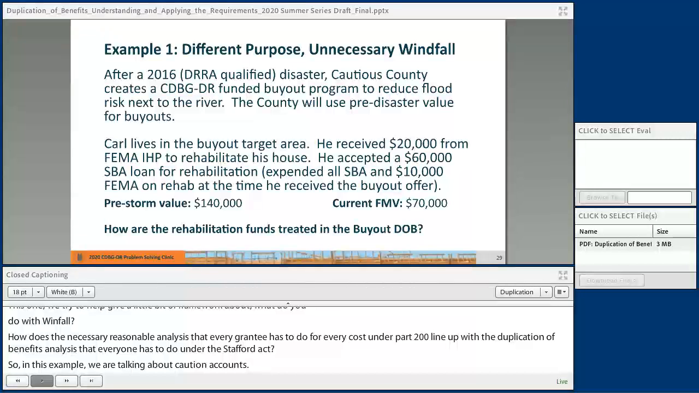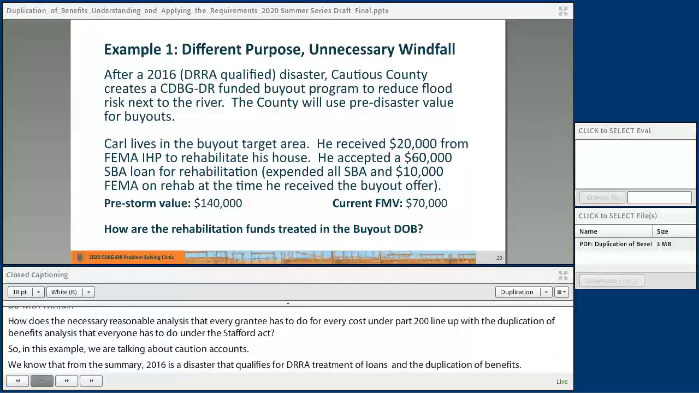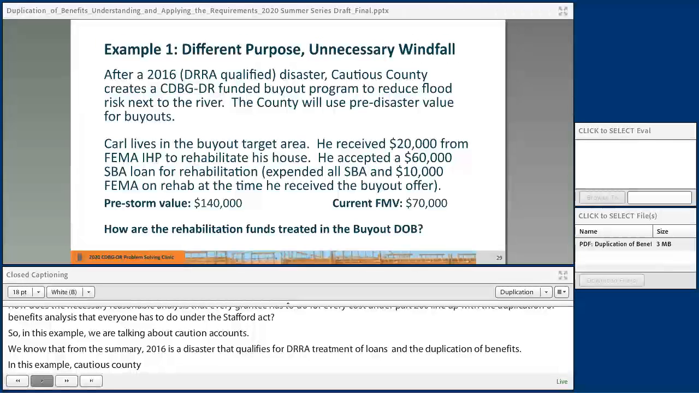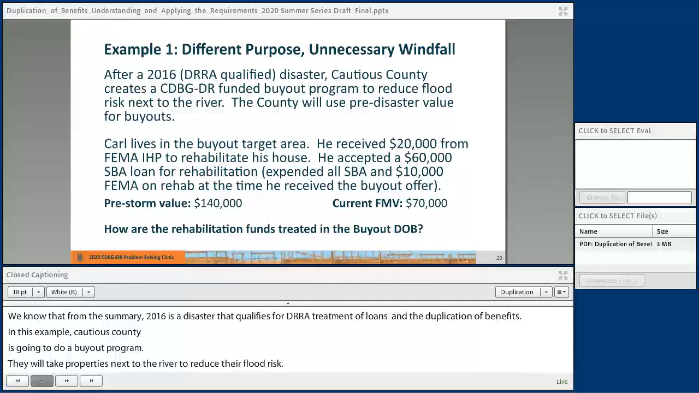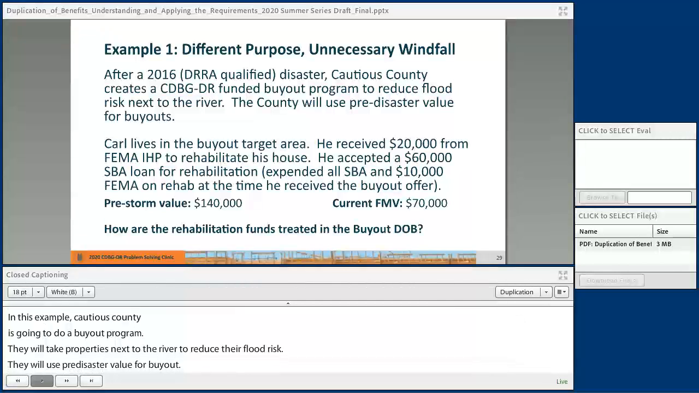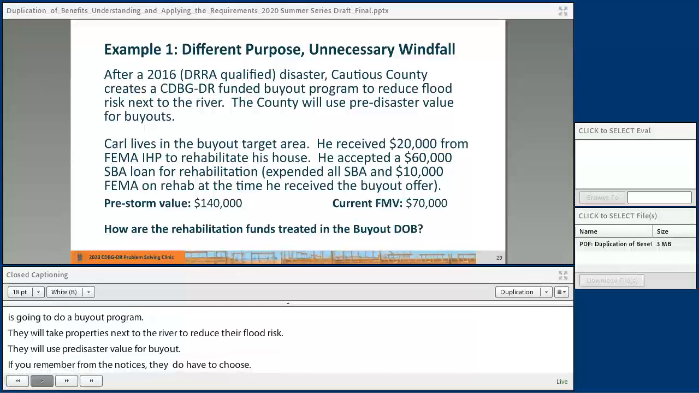So in this example, Cautious County is going to do a buyout program, and they're going to buy out some properties next to the river to reduce their flood risk. And they're going to use pre-disaster value for buyouts. And if you remember from the notices, grantees have to choose. We give grantees a little bit of flexibility. If they're reducing risk by acquiring land that's at risk through buyouts, they can pay for the pre-disaster value, even though the post-disaster value of the property is likely substantially reduced because of damage.